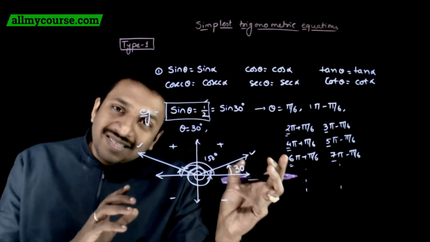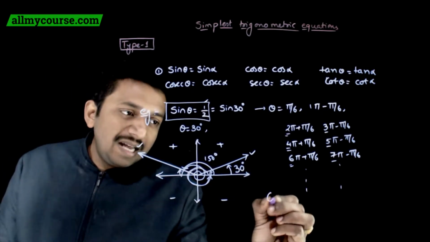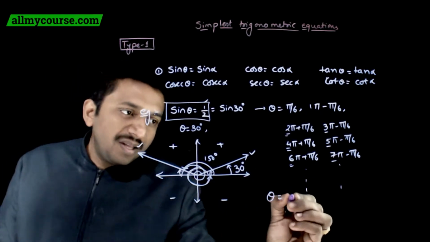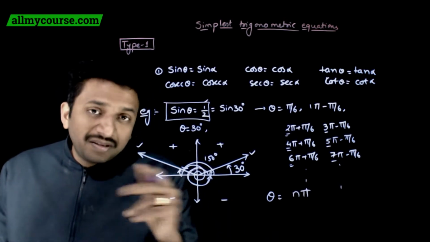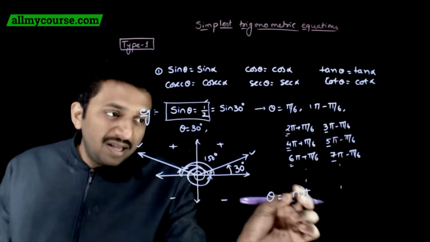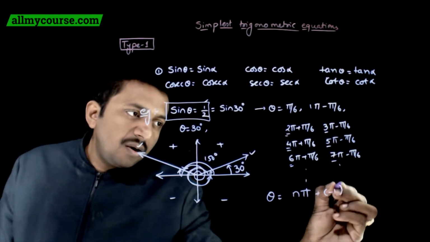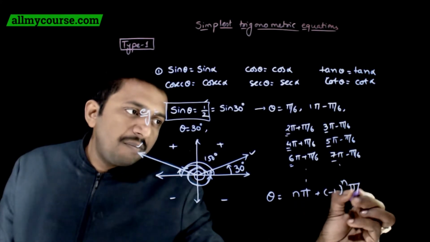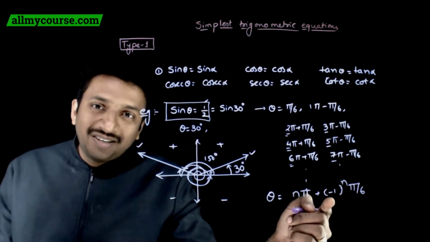So is there some way in which I can write this in a single expression? Theta is equal to n pi plus or minus pi by 6, which I write as n pi plus minus 1 whole power n times pi by 6. This minus 1 whole power n is a very tricky expression.